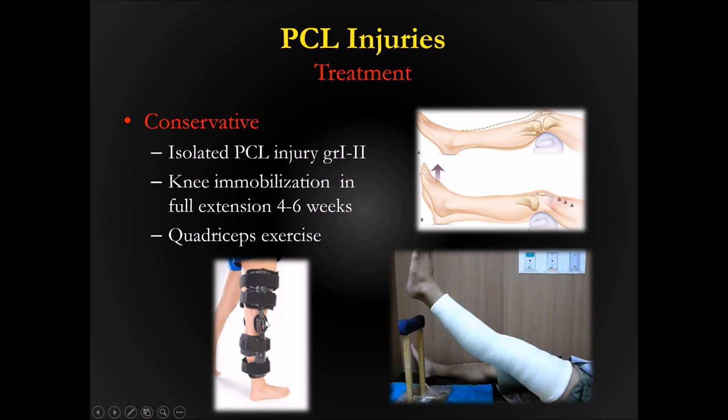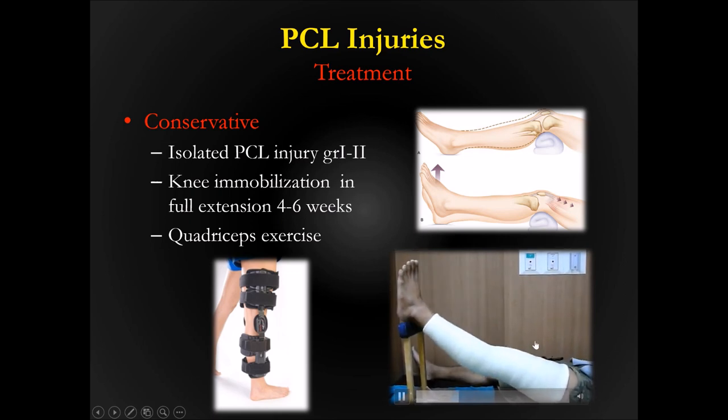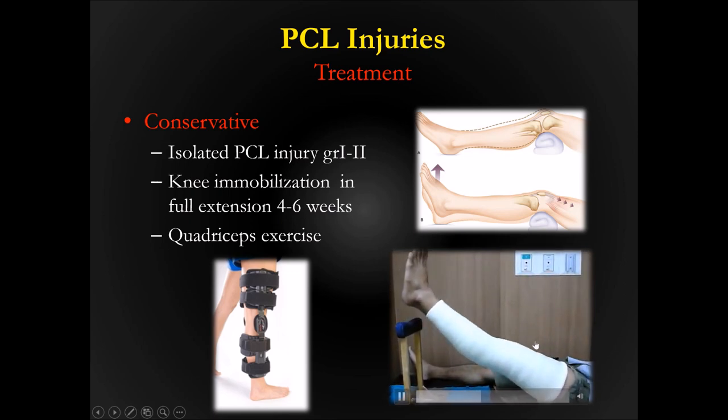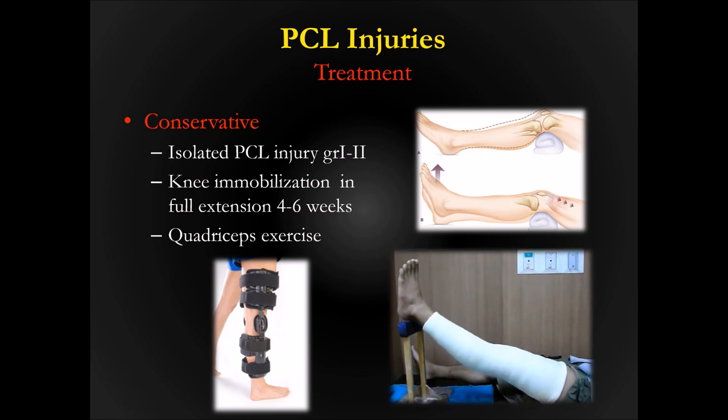You put the brace on, okay? This is an expensive brace, what we call the hinge knee brace. And the simple one, you can put the cast on in full extension, and ask the patient to exercise the quadriceps right away. Because if you have good quadriceps, the quadriceps will pull the tibia up, right? If you have weak quadriceps and strong hamstring, it will pull the tibia down, so the knee joint will be loose.